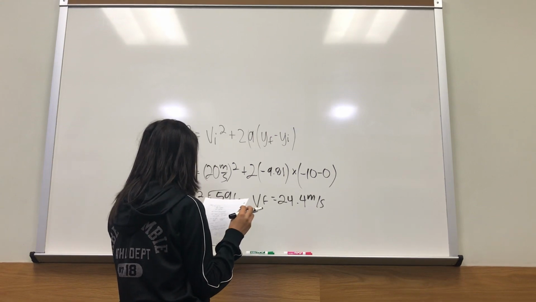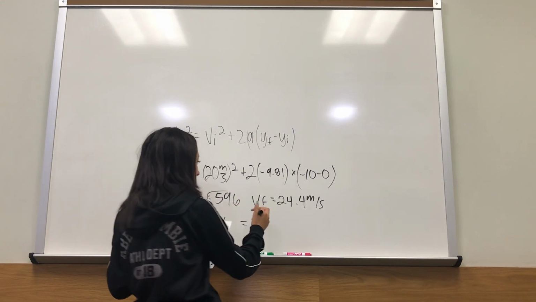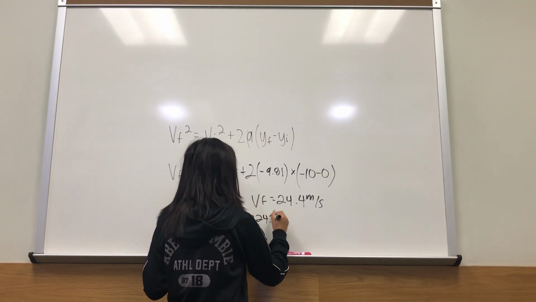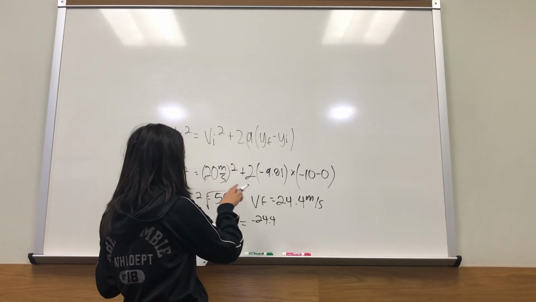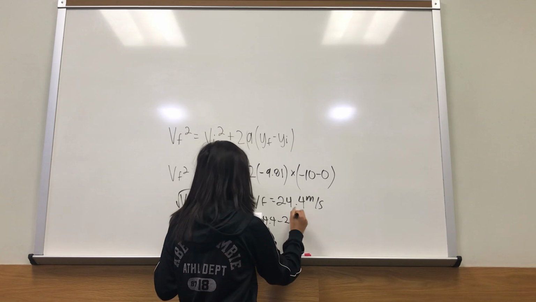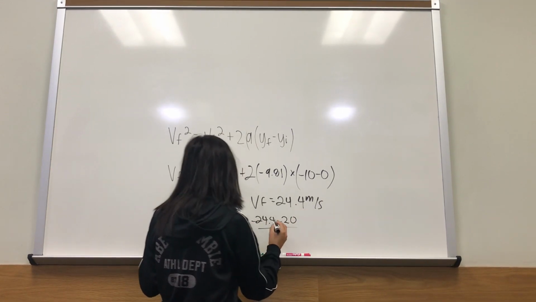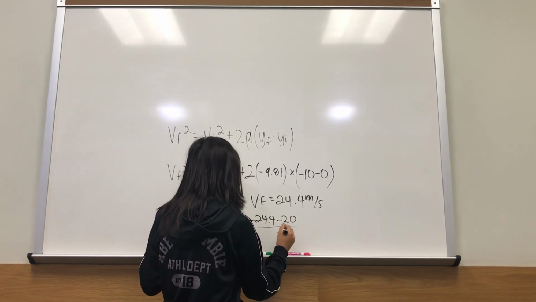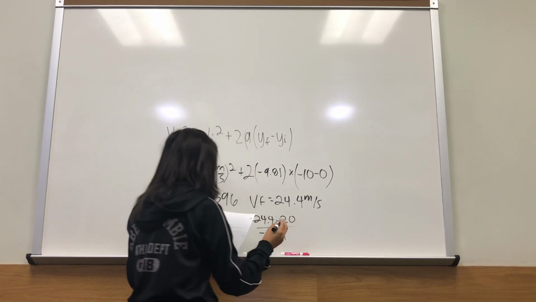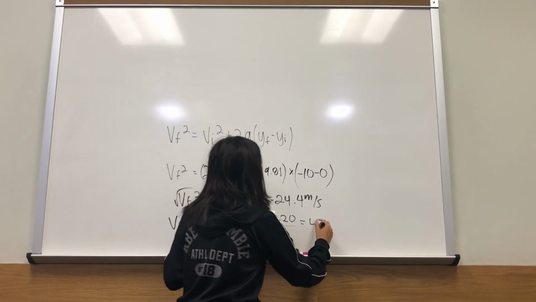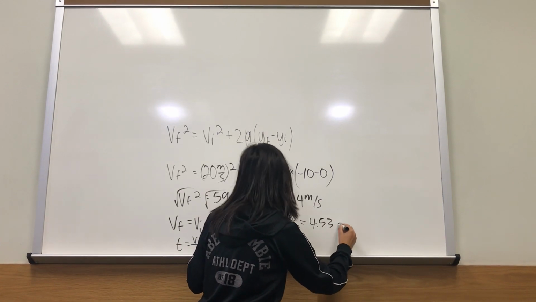And so our velocity final is going to be negative 24.4. And then we're going to subtract from that our initial velocity, which was 20. And we're going to divide that by negative the value of the acceleration of gravity. And that should give us 4.53 seconds.